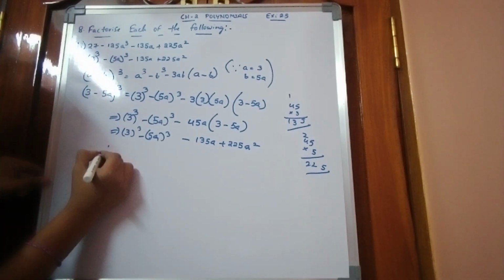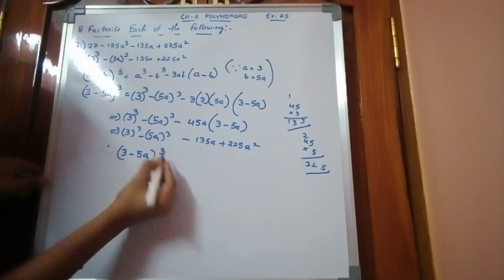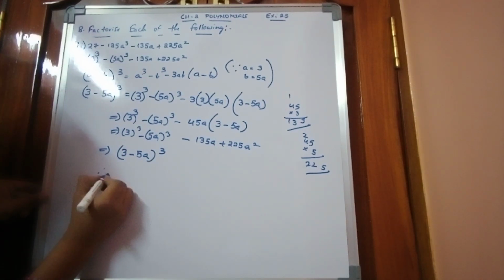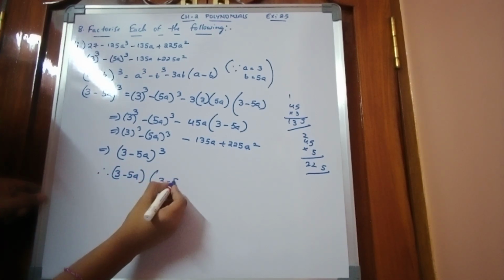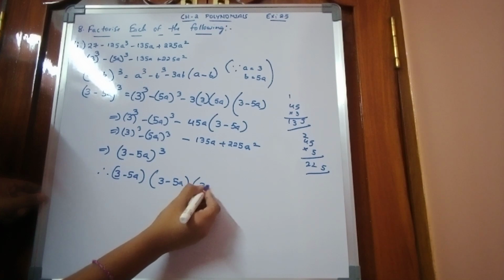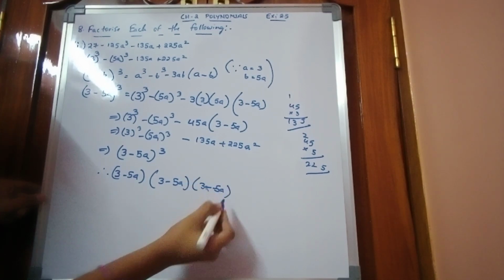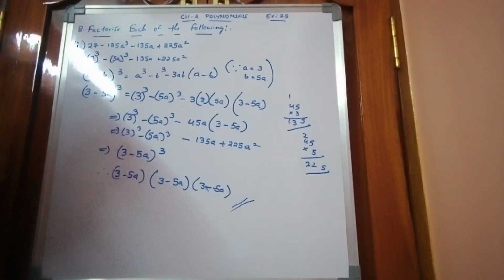So we can write here as (3 minus 5a) whole cube. So this implies (3 minus 5a) whole cube, therefore (3 minus 5a) and (3 minus 5a) and (3 minus 5a). So this is the answer of the third one.